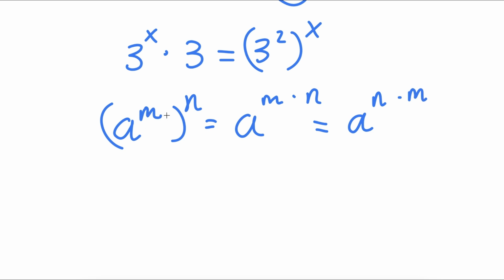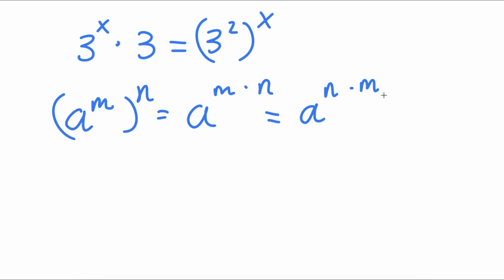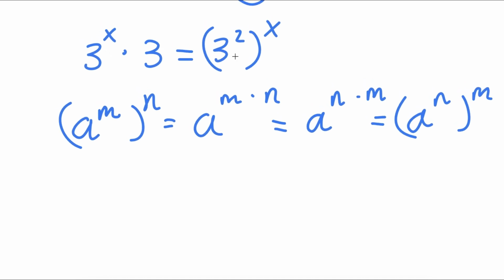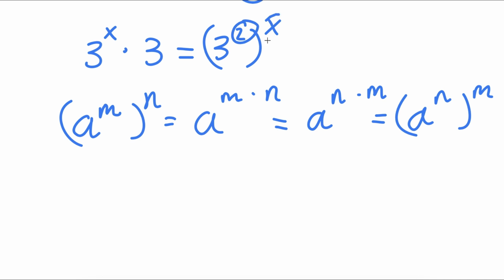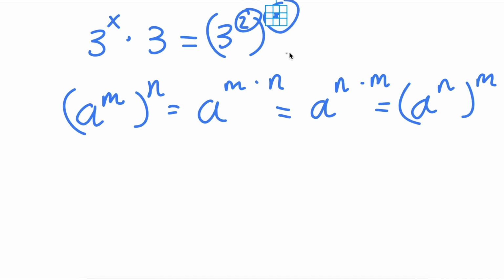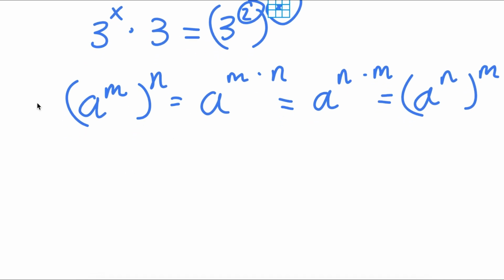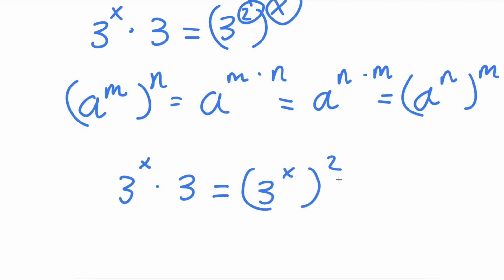So if a to the power of m to the power of n is equal to a to the power of m times n, then a to the power of n times m, that should equal a to the power of n to the power of m. So 3 to the power of 2 to the power of x, I can switch the places of 2 and x. So now that's the same thing as 3 to the power of x times 3 is equal to 3 to the power of x to the power of 2.